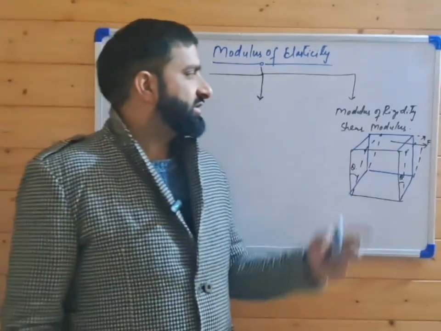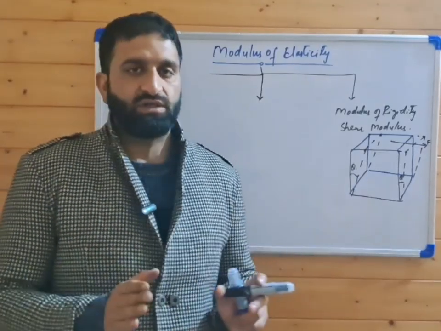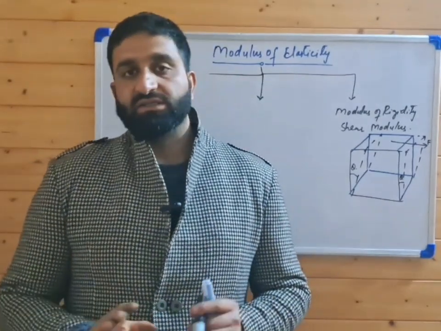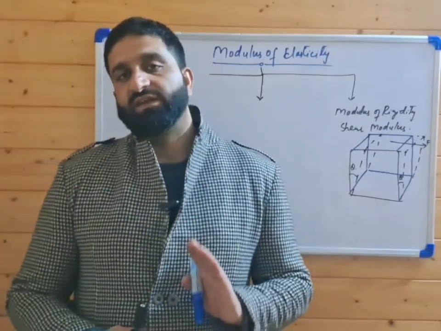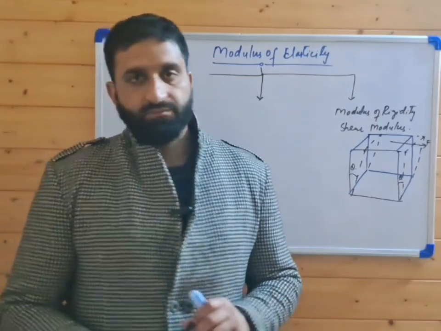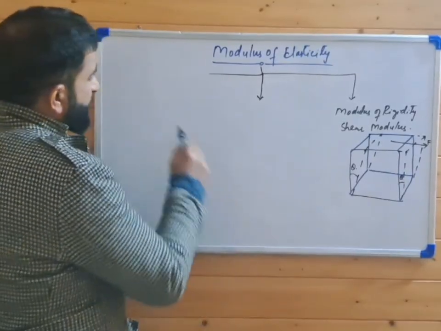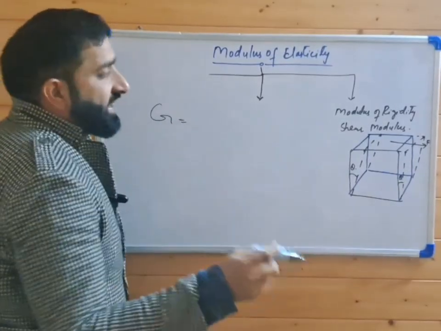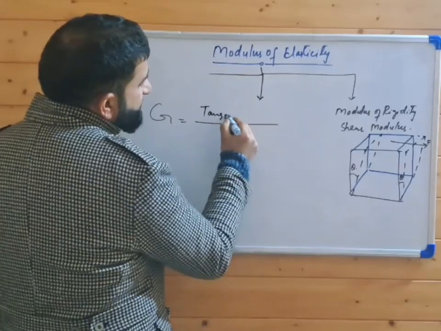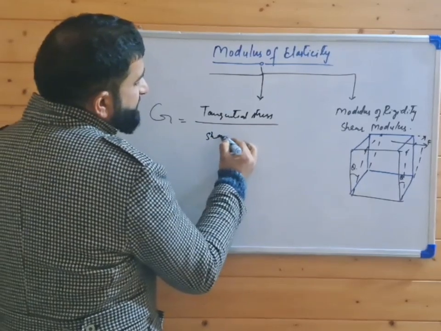Talking of the modulus of rigidity or shear modulus, this modulus of rigidity or shear modulus of elasticity is applicable to solids only because a liquid at rest cannot sustain a tangential force. That means, like Young's modulus of elasticity, modulus of rigidity is applicable to solids only. Now, what is the modulus of rigidity? The modulus of rigidity is given by G. The modulus of rigidity is the ratio of tangential stress and shearing strain.